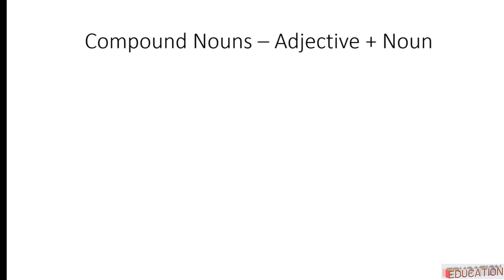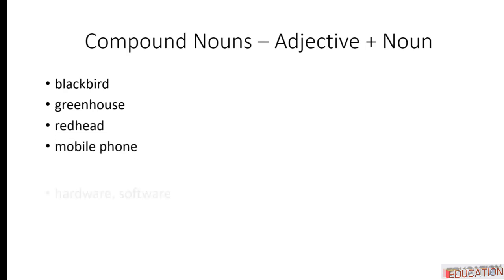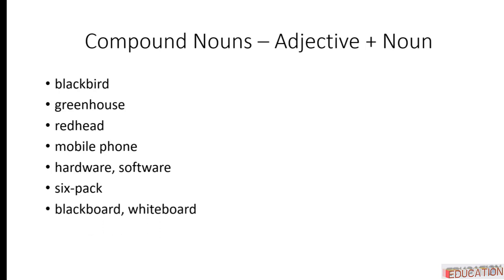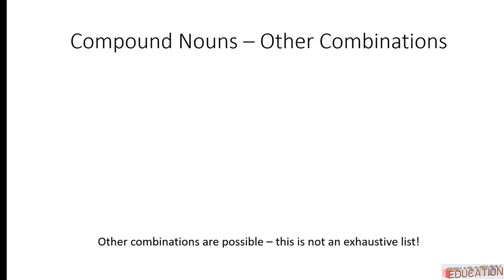Look at some adjective-noun combinations. Blackbird, greenhouse, redhead, mobile phone, hardware and software, six-pack, blackboard or whiteboard. And again, the writing form, whether it's open, closed or hyphenated, is independent of the parts used. Look at some other combinations, and please bear in mind this is not an exhaustive list.